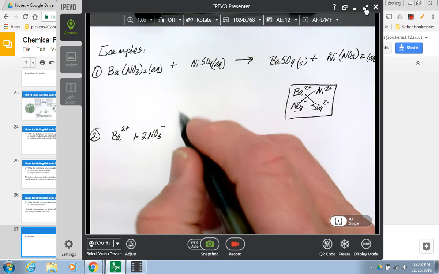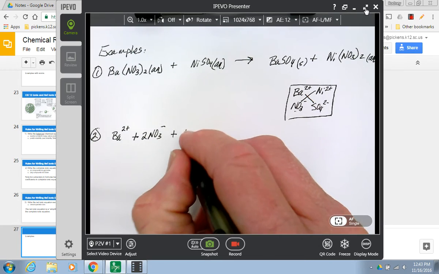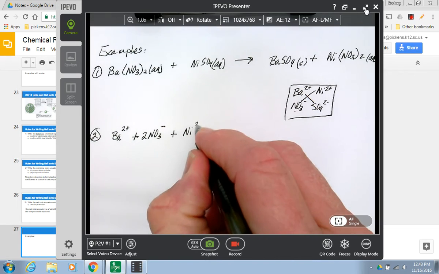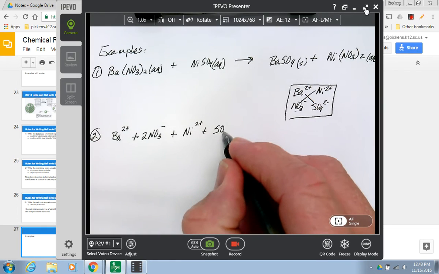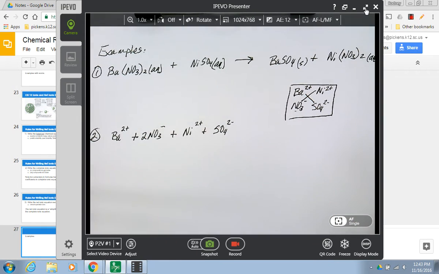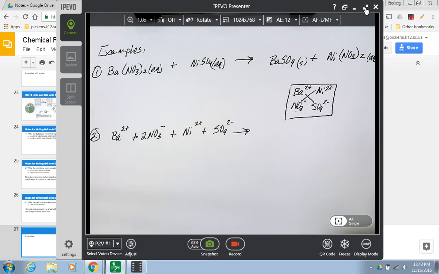Then we have nickel sulfate, which is also aqueous, so we put our plus sign. We have nickel, which is Ni, a 2 plus charge. Then we have plus sulfate, a polyion, with a 2 negative charge. All right, so we come to our arrow. We're going to draw our arrow next, just like we did before.